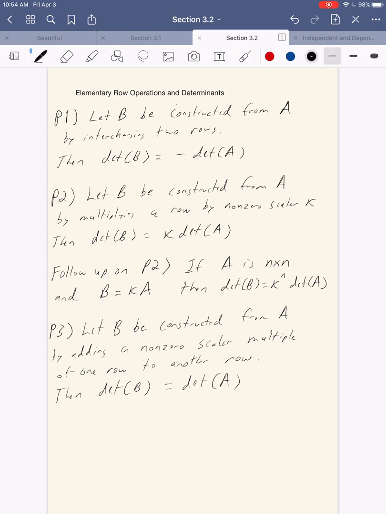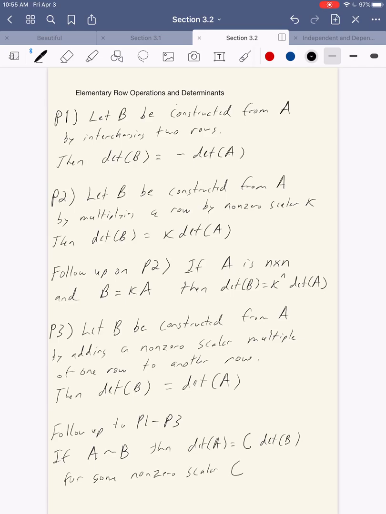So what this should give you, as a little follow-up to P1 through P3: if A is row equivalent to B, so if A and B are two row equivalent matrices, then the determinant of A is equal to, let's use a different constant since we used k up there, let's call it C, times the determinant of B, for some non-zero scalar C. In other words, if you have two row equivalent matrices, then the determinant of one of them is some multiple of the determinant of the other. Because each of these operations either does nothing, simply negates, or multiplies by a non-zero scalar.